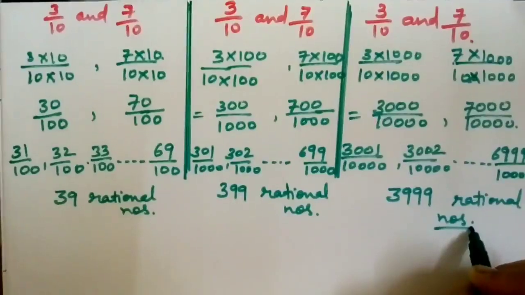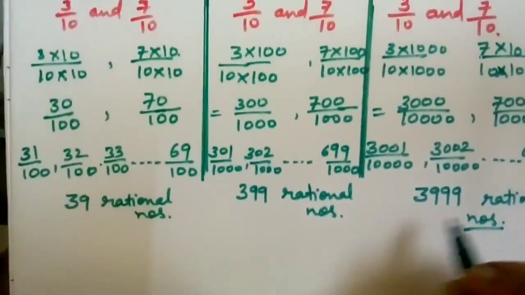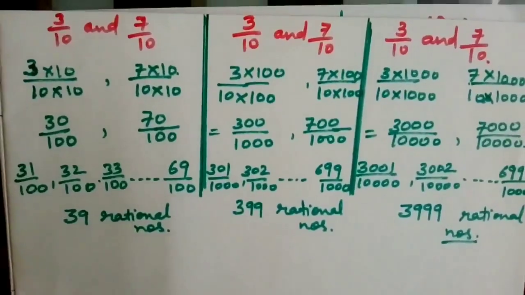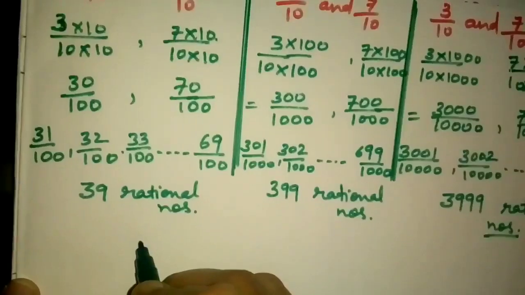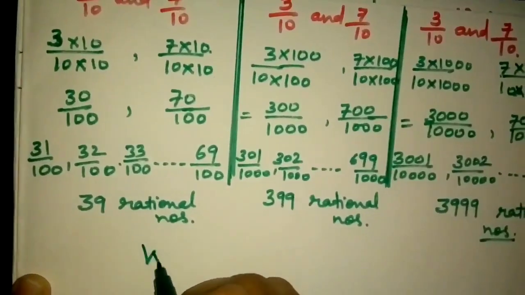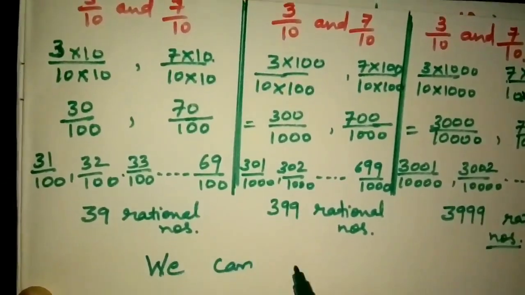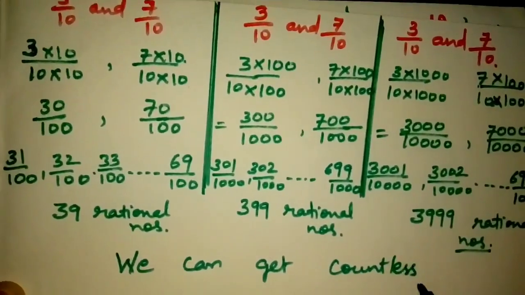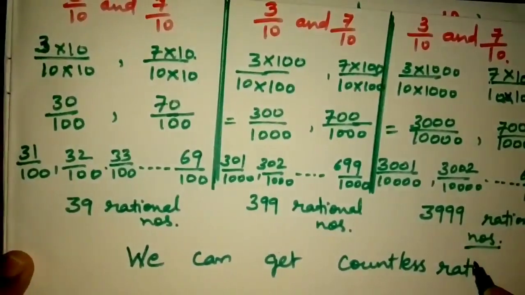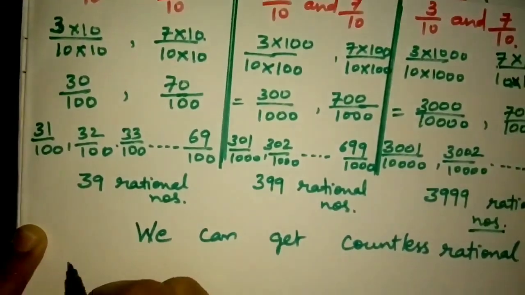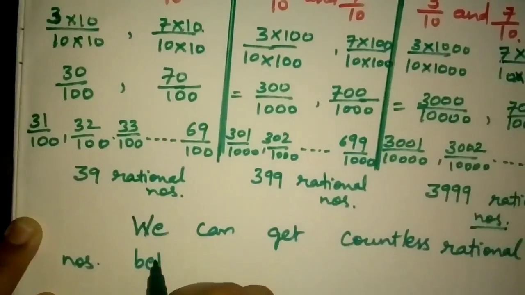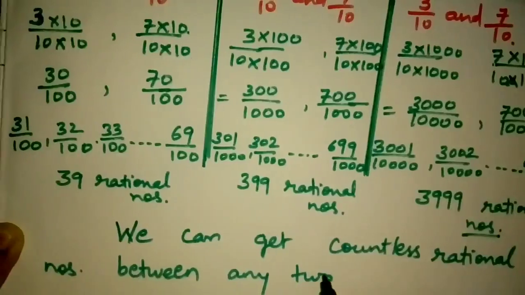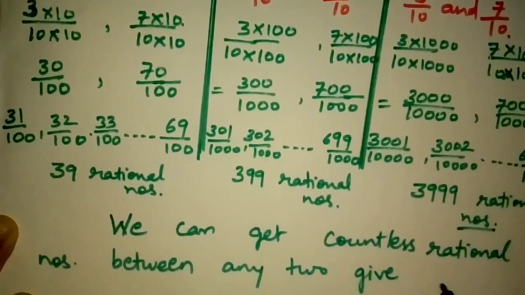So here we can say that in all the three cases, the number of rational numbers between the two numbers is different. From this we can conclude that we can get countless rational numbers between any two given rational numbers.